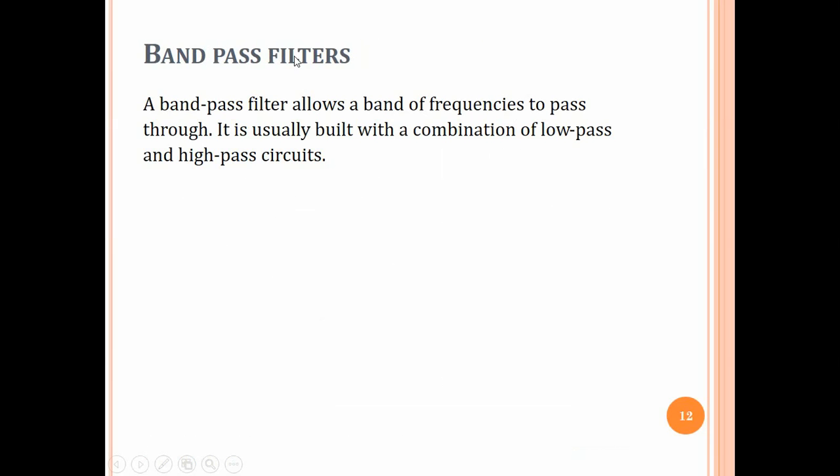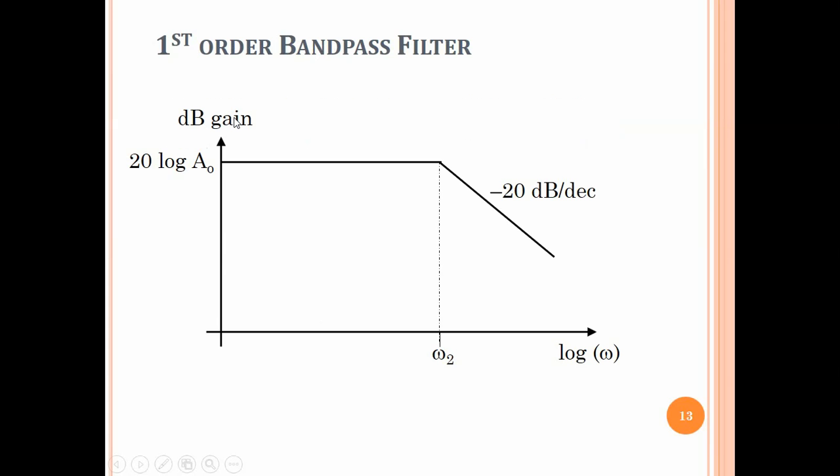Now let's talk about a band pass filter. A band pass filter allows a band of frequencies to pass through. So it will not allow frequencies below a certain value and frequencies above another certain value. So it will allow only a band of frequencies. So here is a Bode plot. We'll arrive at a Bode plot in just a minute.